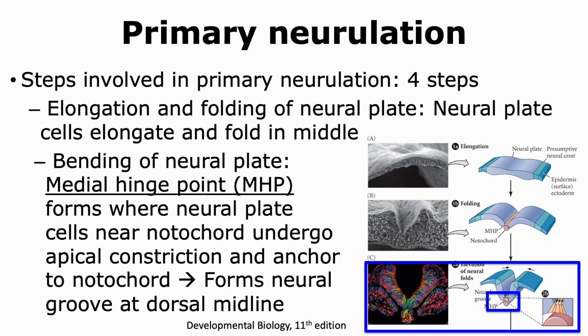Now where this medial hinge point is formed, we can see that cells of the ectoderm actually are interacting with the notochord. And this can be seen in the smaller blue box that we see to the right of the figure. So the yellow cells are the medial hinge point that is contacting the notochord. Now we're going to see that there have to be changes in cell structure in order for this interaction to occur, but the formation of the medial hinge point allows the bending of the neural plate. It forms what's called a neural groove, and this is formed at the dorsal midline.